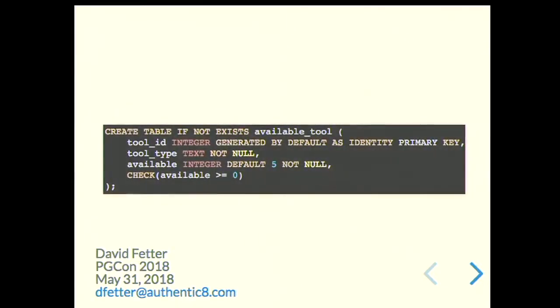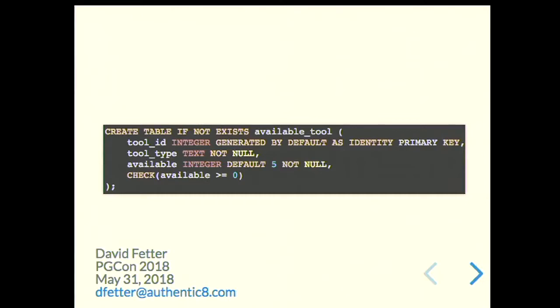So here's the available tools. This represents our inventory. So we've got a surrogate key here because I got lazy. We probably shouldn't have one, but there it is. Does anybody try to avoid surrogate keys in production? Really? Yeah, everybody knows you're not supposed to do it, but it really is so much simpler to handle, and all the tools are tooled up to deal with it. So I'm going to use it here.